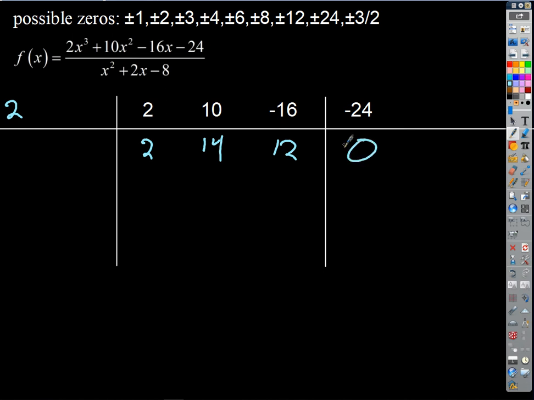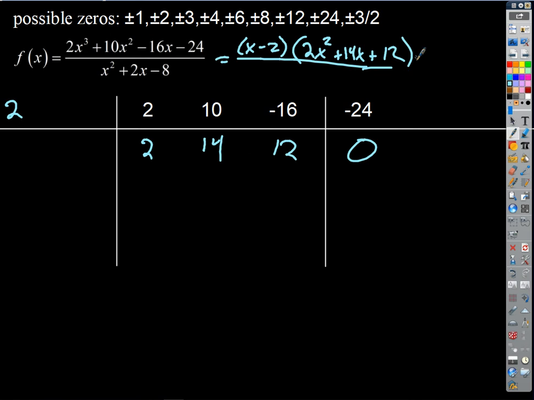Okay, so we got 1 zero, and that's really all we need, isn't it? If I can get 1, then I know that the top is going to factor into x minus 2 times 2x squared plus 14x plus 12. And I guess we were kind of dumb at the start. We could have pulled a 2 out of the whole thing, couldn't we? So what's that factor into? I could take a 2 out of that.